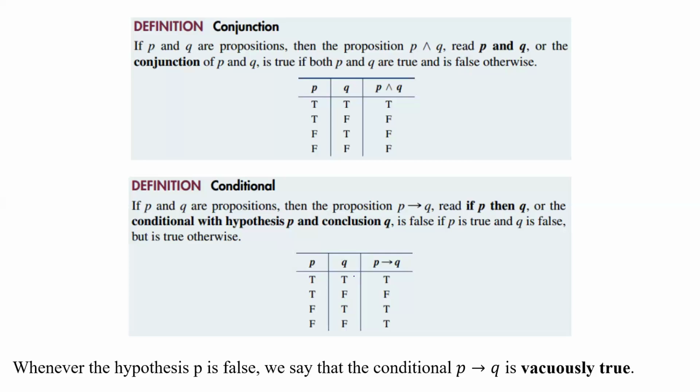Well, true, true, that's going to be true. True, false, that's the key piece here. So that's going to be false. False, true, and false, false, those can both be true. Now, these last two, whenever the hypothesis is false, we say that the conditional if P then Q is vacuously true. So these two are going to be this vacuously true statement. Because the hypothesis is false, that's going to be true. Okay, so that's conditional.